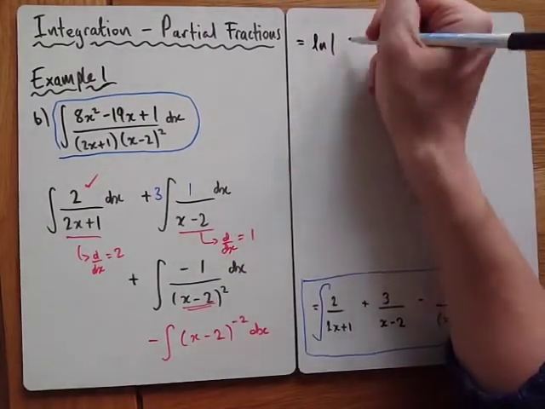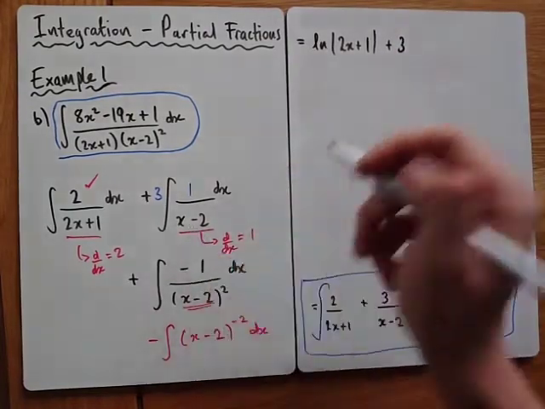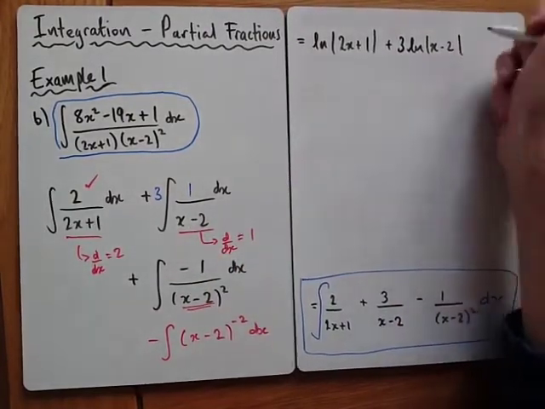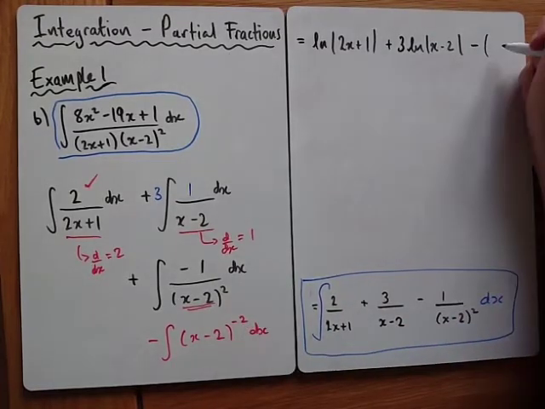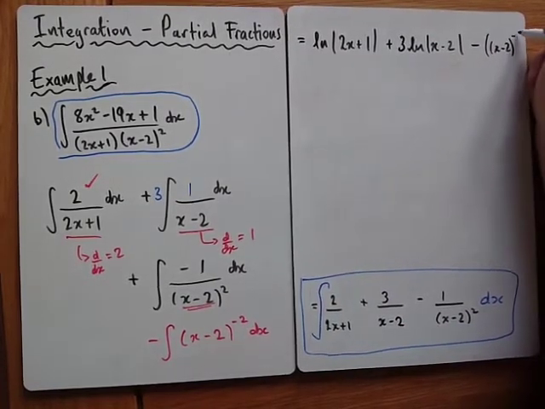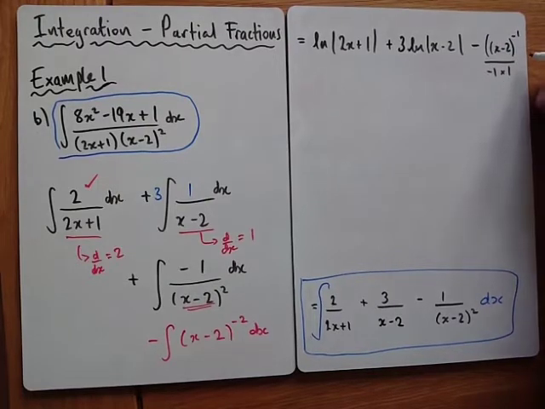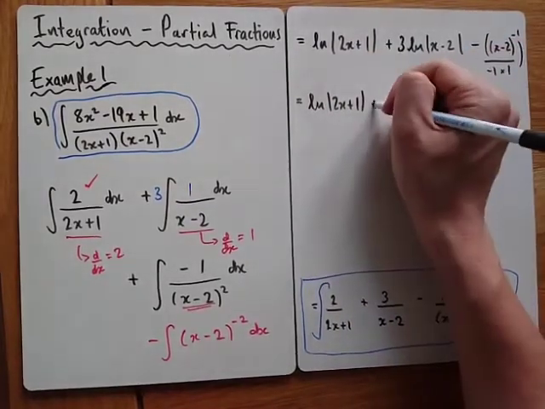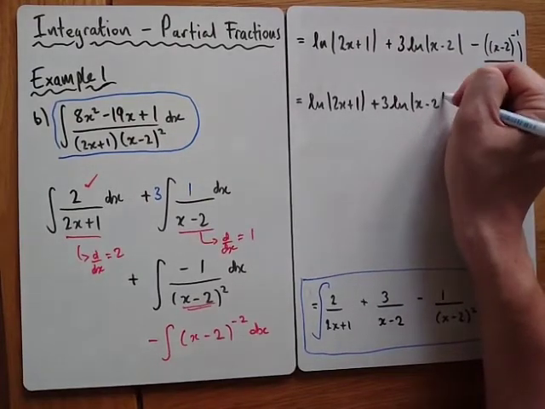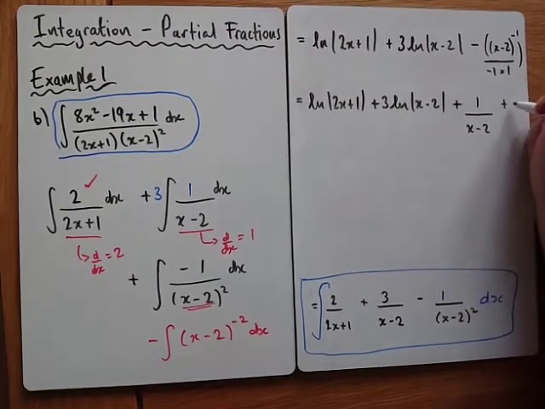Okay, so the first one straight away works, so that would just be ln modulus 2x plus 1. This one we have to take the 3 outside, so that would be 3 ln modulus of x minus 2. This one, remember the rule for a bracket to a power, and there's a minus. Add 1 to your power, so that would be (x minus 2), add 1 to the power, so we get minus 1. Divide by the new power and the coefficient, which in this case is just 1. Okay, so tidying this up, we would get ln modulus 2x plus 1, plus 3 ln modulus x minus 2, minus minus becomes plus, so that would be plus, that bracket to the power minus 1, I'm just going to write it as 1 over that bracket. And then don't forget plus c.